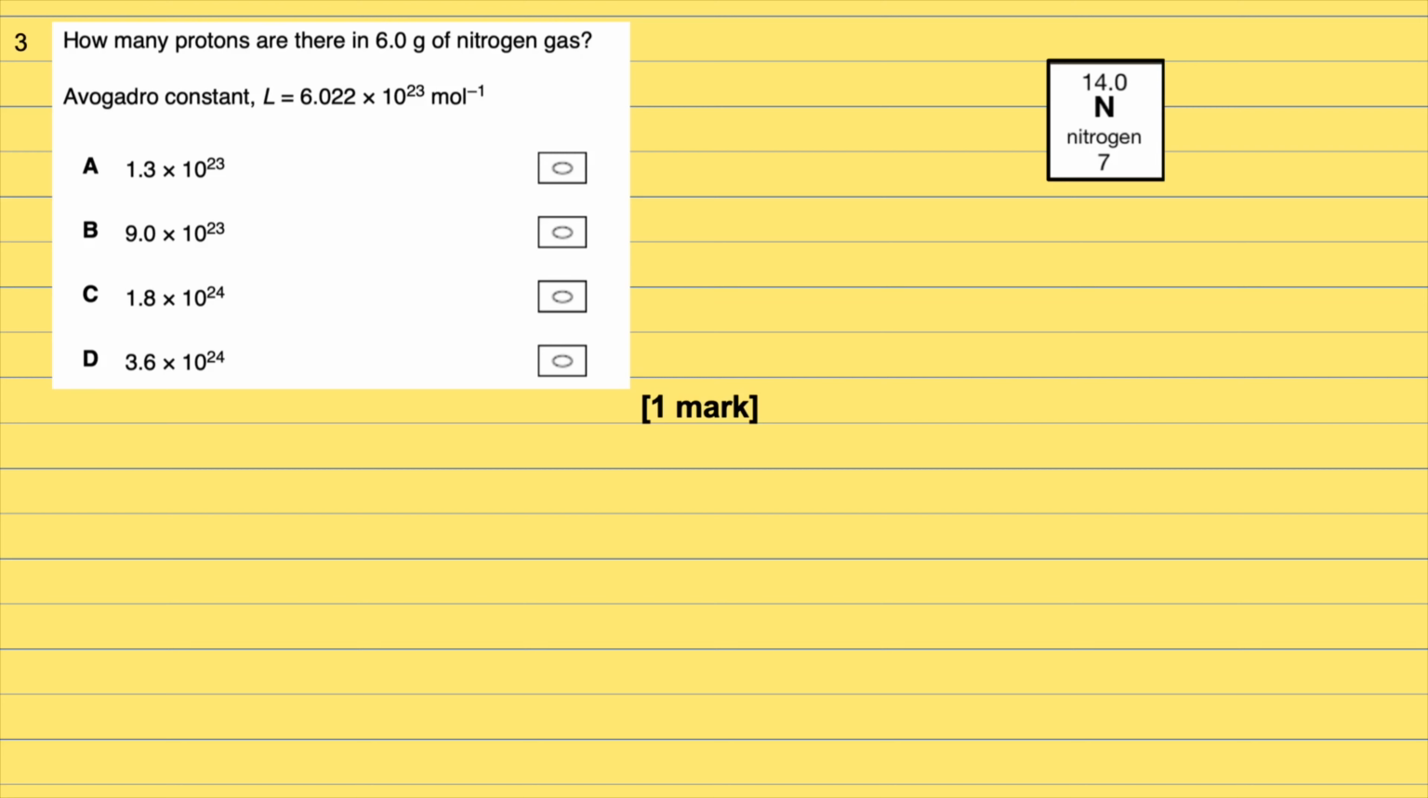Okay, exam question 3. Now this is starting to get a little bit trickier. How many protons are there in 6.0 grams of nitrogen gas? And they've given us the Avogadro constant. I've just pulled this out of the periodic table, just so you can see where I'm getting the numbers from. The first thing that they've not told us, which is incredibly important to work out, is that nitrogen gas is N2. Nitrogen is a diatomic molecule as a gas, so it's N2.